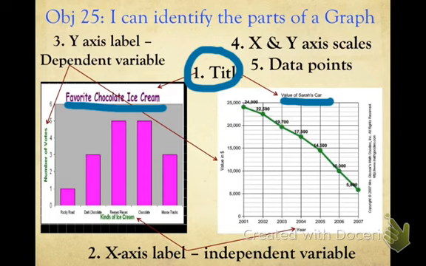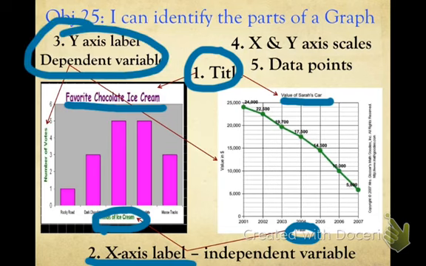The second thing down here is to label our x-axis. That is our independent variable. Remember, that is the thing that the scientist controls. So in the case of this line graph here, it's the year, and in this bar graph, it is kinds of ice cream. Okay? The third thing is the y-axis label, or the dependent variable.